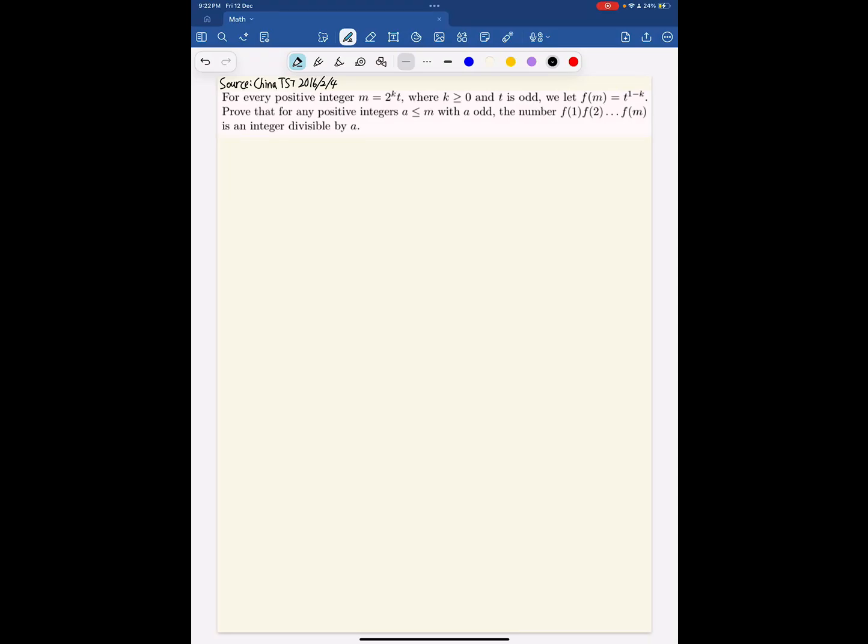Okay, so here's a problem from China TST 2016. It says that we have any positive integer, and we define a function. Then you want this number to be divisible by all positive integers a smaller than or equal to m, with a odd.